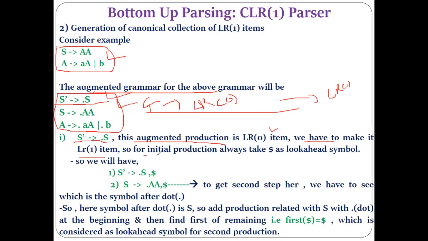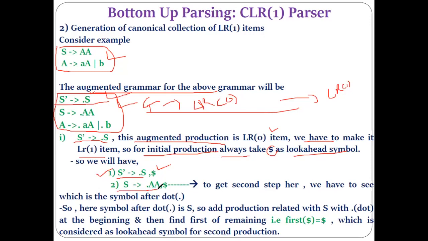So for the initial production, you have to keep one thing in mind, and it is mandatory for all kinds of grammars. For the initial production, we have to always take dollar as a look ahead symbol. Whatever the grammar is given, for that initial production, we have to take dollar as a look ahead symbol by default. So that is the reason here we are getting the first step of the grammar with the LR1 item, that is S dash derives dot S comma dollar. And as I said, for the first production, you have to take the dollar as a look ahead symbol.